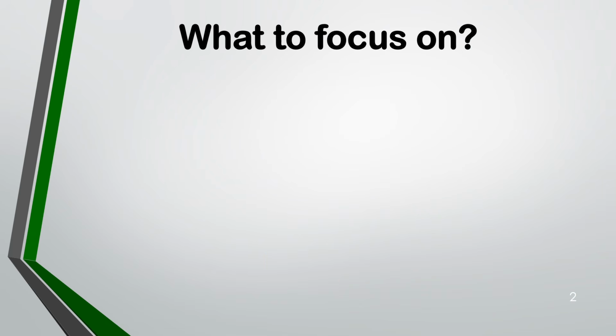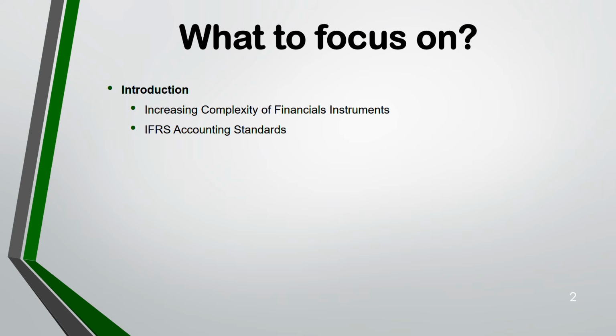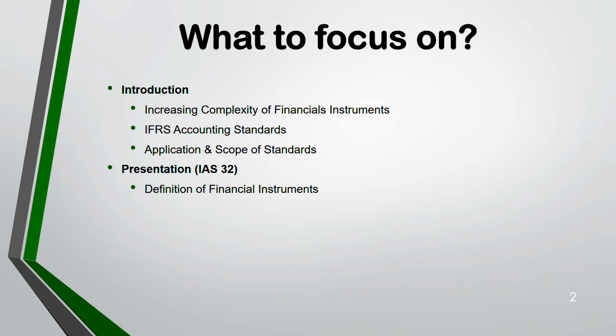Now, let's start. So, first we are going to go through the introduction of IFRS 9. First, we are going to go through the complexity of financial instruments, the relevant IFRS standards that deal with this, how we apply it, and the scope of the standard. Then this standard is divided into three parts: presentation, disclosure, and the measurement, recognition and all those things. For presentation, we have a separate standard, IAS 32. But all the standards will be covered in this lecture only because they all deal with one thing: financial instruments.